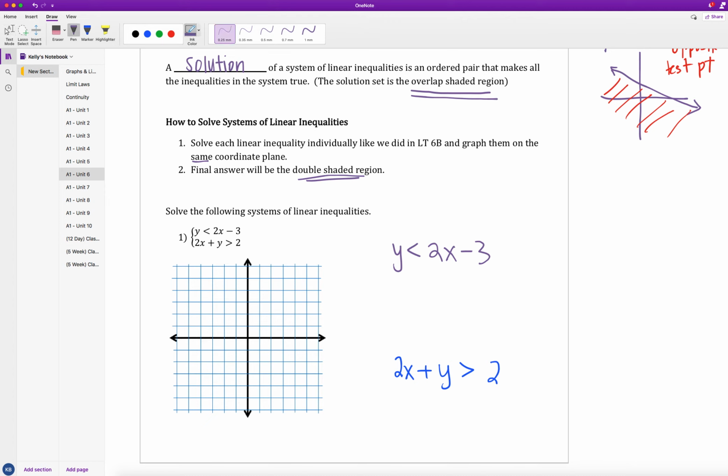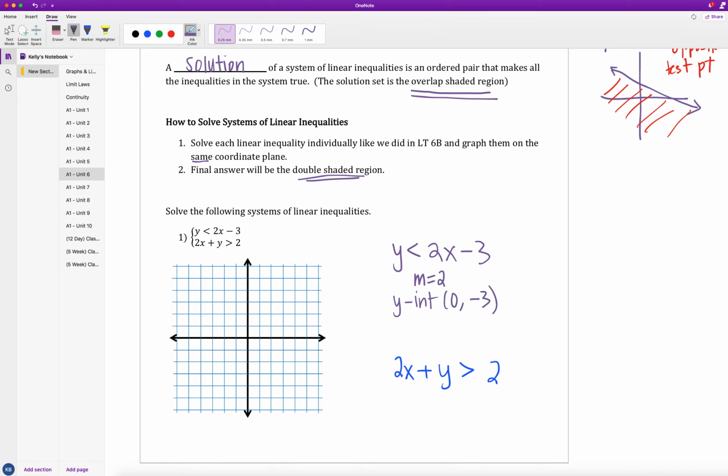So for this first line, we need to figure out what our slope and our y-intercept are. Why don't you guys pause the video and determine what your slope and your y-intercept is. Our slope for this line is going to be 2. Our y-intercept is going to be (0, -3).